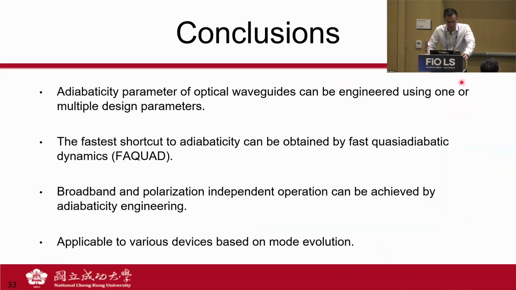So here are my conclusions. The adiabaticity parameter of optical waveguides can be engineered using one or multiple parameters. The fastest shortcut to adiabaticity can be obtained by FiO. And we can achieve broadband and polarization independent operation by adiabaticity engineering. This technique is applicable to various devices based on mode evolution.